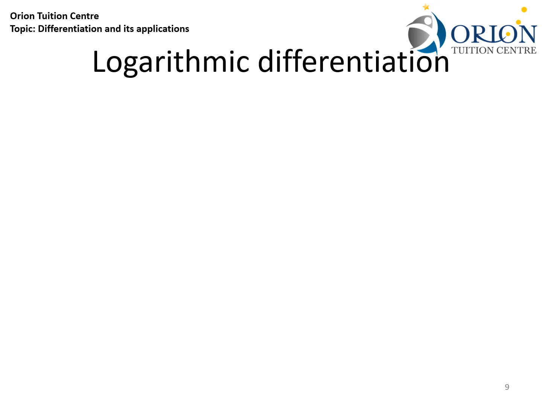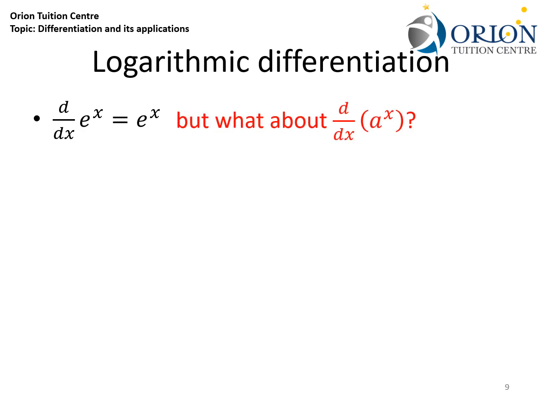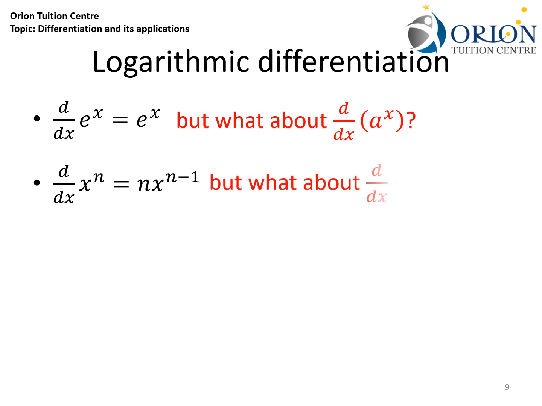From the basic differentiation formula, we have learned that differentiating e^x gives e^x. But what about differentiating a to the power of x? Also, we have learned that differentiating x^n gives us n times x^(n-1). But what if we want to differentiate the term x to the power of x?